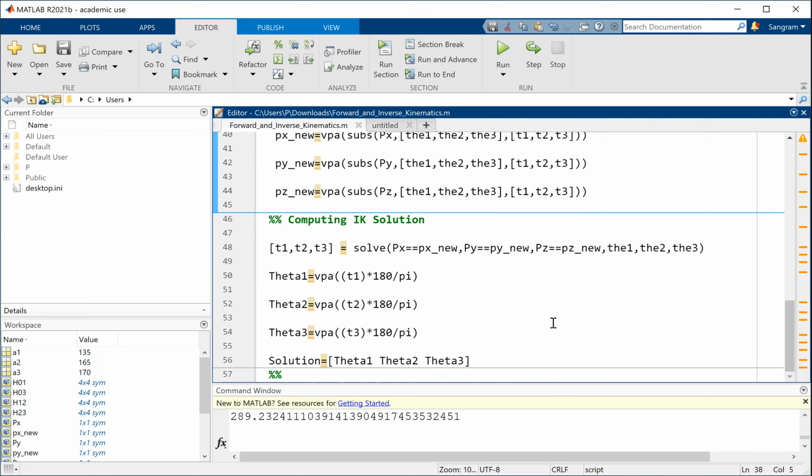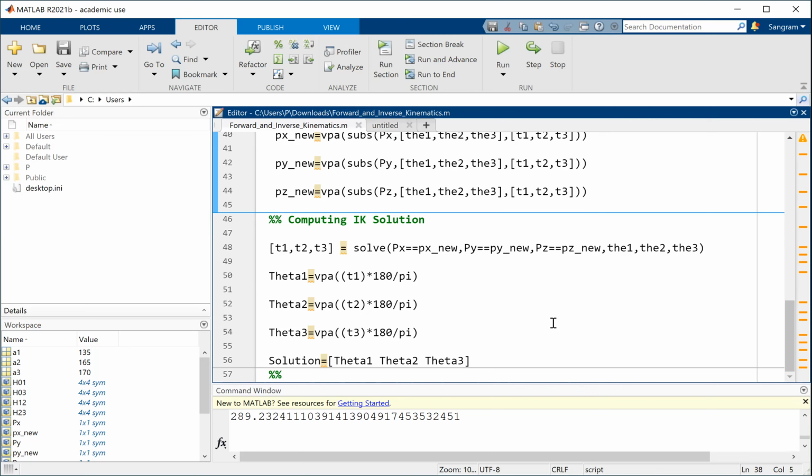That is the trick. So here is what I'm going to recommend. Use this code, what I have written or what I have given you, as a template. There is a reason I use T1, T2, T3 for forward kinematics, THE1, THE2, THE3 for inverse kinematics, because of the VPA substitution. Use this approach as a skeleton and solve inverse kinematics problems using MATLAB. That will save a lot of headache.